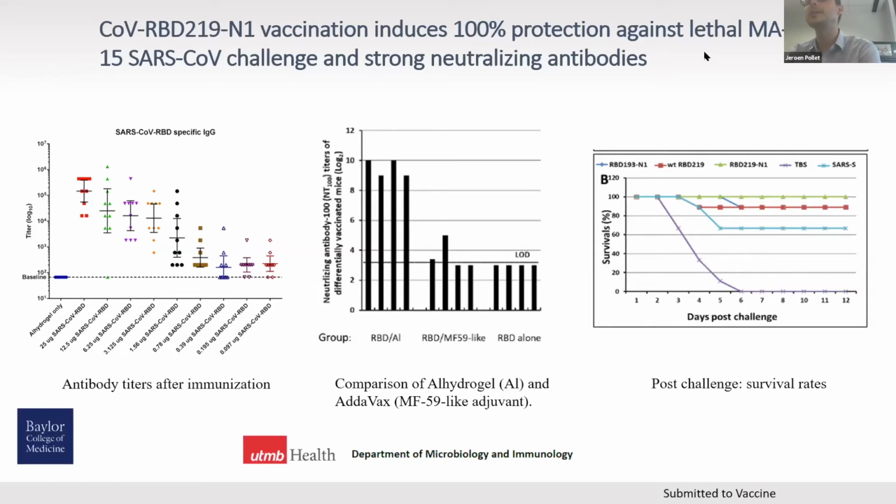And on the right, you can see the survival rates. So this is done with an adapted strain of SARS in mice at UTMB. You can see the TBS group, which is the purple group, 6 days post-challenge, they all die. And our vaccine, which is the green one, RBD219N1, has 100% survival.